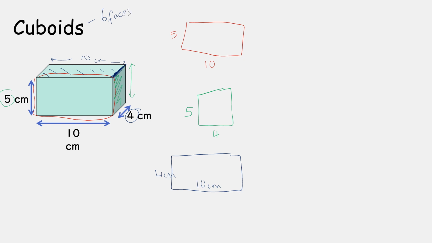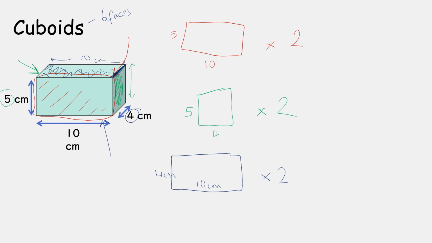Well, let's have a look. This red one at the front, which is 10 by 5 here, that's going to be exactly the same as the one that's on the back, so we're going to have 2 lots of this face. The green one here on the right hand side, which we wrote was 5 by 4, well, that's going to be the same as this face here that we can't see, so we've got 2 lots of the green face. Finally, the dark blue one, which we did as the top of the cuboid, that's going to be the same as the bottom of the cuboid, which we can't see, so we've got 2 dark blue faces.